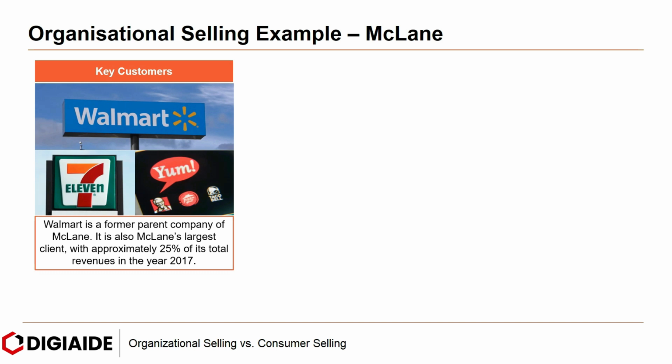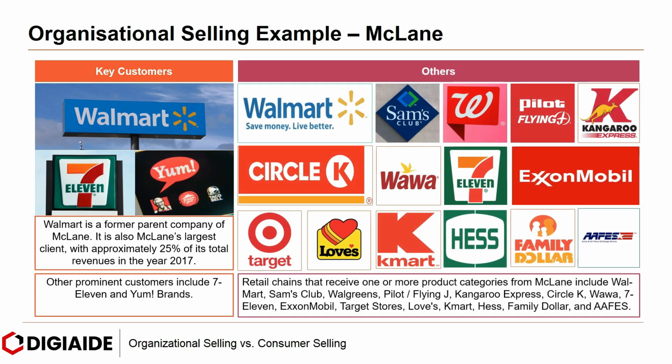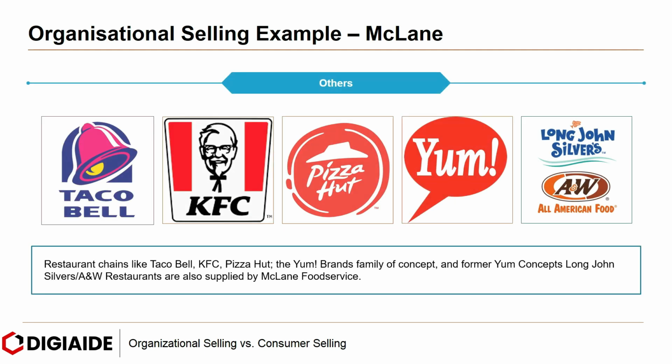Some of the key customers. First, Walmart, which was a former parent company of McLane, is also McLane's largest client with approximately 25% of its total revenue in 2017. Other prominent customers include 7-Eleven and Yum Brands. Going forward, Sam's Club, Walgreens, Kangaroo Express, Circle K, 7-Eleven, ExxonMobil, Target Stores, Kmart, Hess, Family Dollar, all are customers of McLane. And as mentioned earlier, they're also into the restaurant space. Restaurant chains like Taco Bell, KFC, Pizza Hut, all part of Yum Brands, and former Yum concepts like Long John Silver's are also supplied by McLane Food Service.